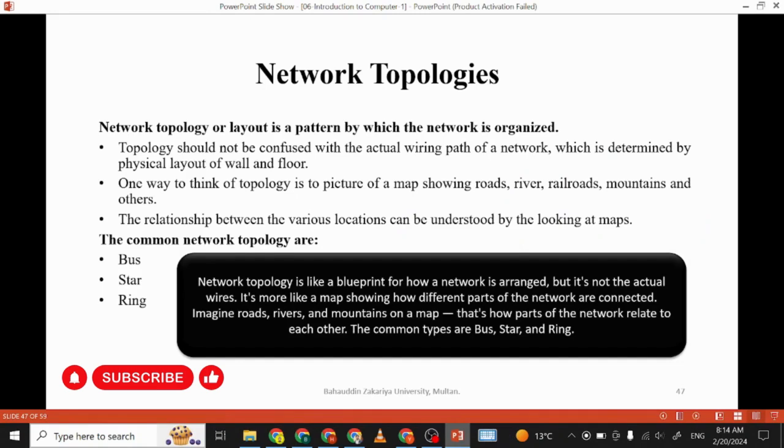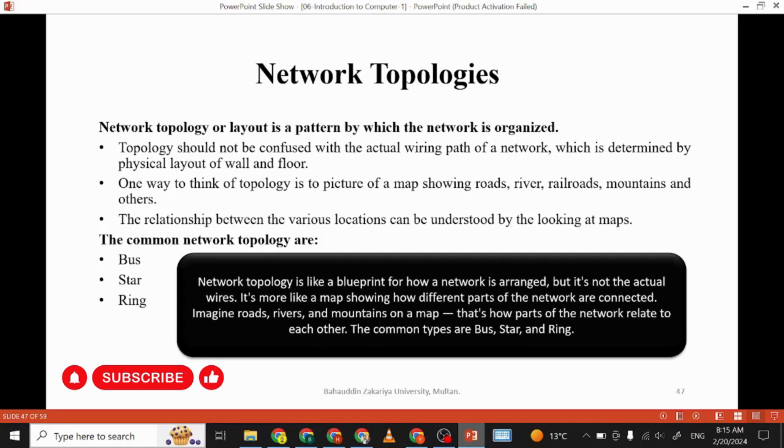Network topology is the layout or pattern by which the network is organized. Topology should not be confused with the actual wiring path of a network, which is determined by the physical layout of walls and floors. One way to think of topology is as a map showing roads, rivers, railroads, mountains, and others. The relationship between the various locations can be understood by looking at maps. The common network topologies are bus, star, and ring.